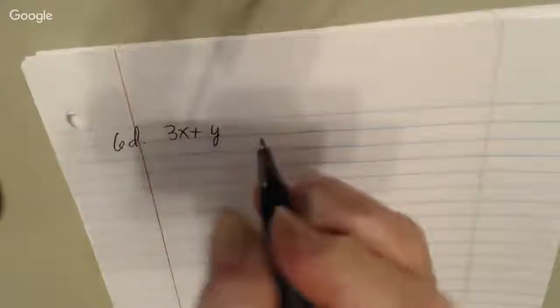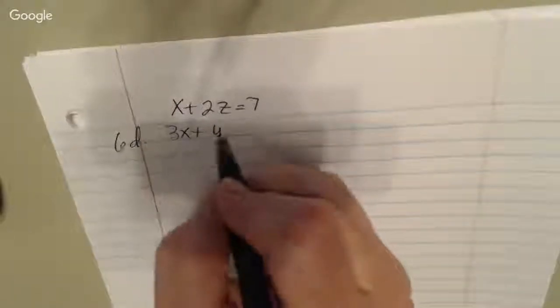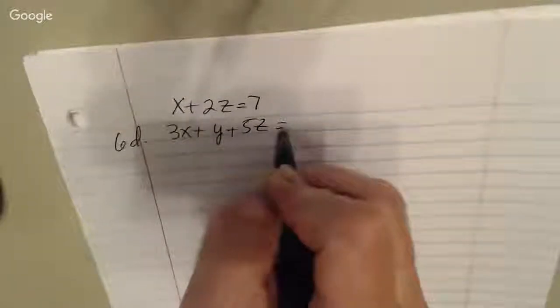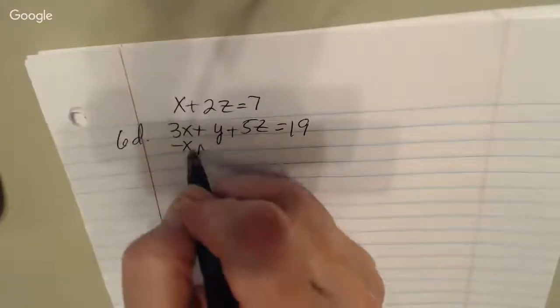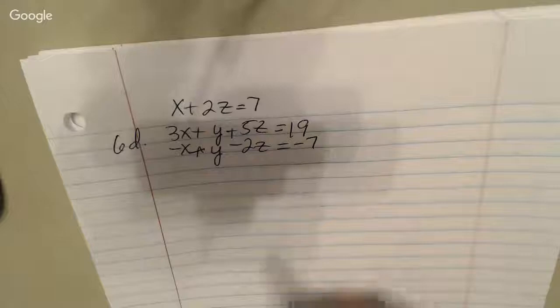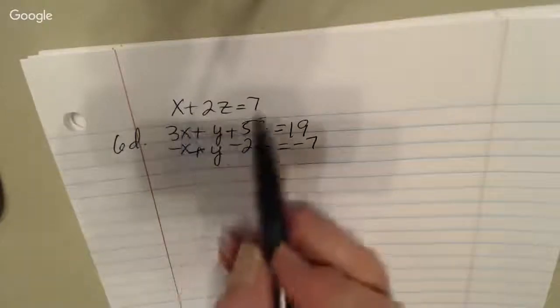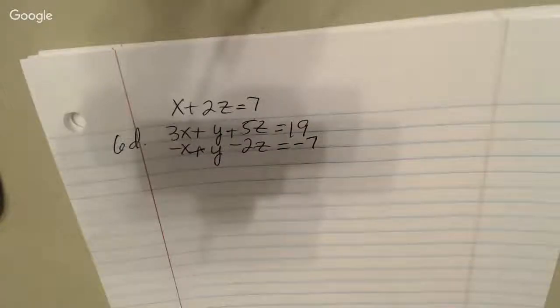6D. 3x plus y. Oh, I'm sorry, I didn't put the first one. x plus 2z equals 7. 3x plus y plus 5z equals 19. And negative x plus y minus 2z equals negative 7. Okay, this one's a little bit easier because looky there, you've got that x by itself. You don't have a y in there at all.